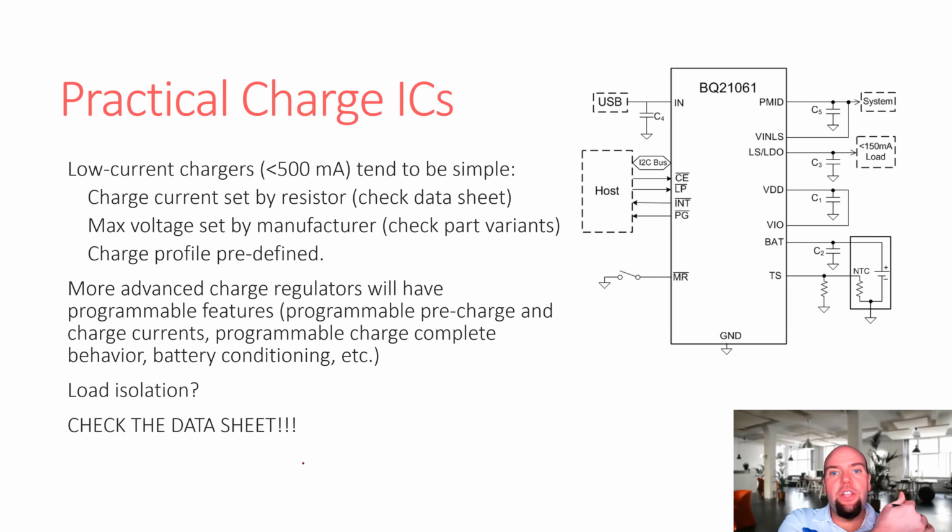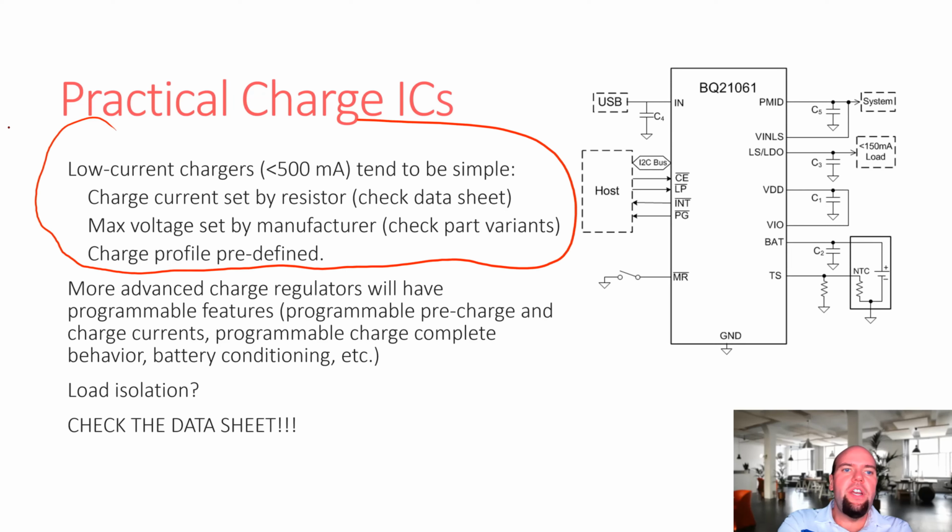Practical ICs, you've already looked at one. We did a very simple version of one, so I'm showing a more complex version now. The project used a low current charger. One thing to note is the maximum voltage is typically set by the manufacturer. So you can buy these chargers that are set to max out at 4.1 volts, 4.15 volts, 4.2, 4.25, 4.3. There's a range of different maximum voltages that you can buy.